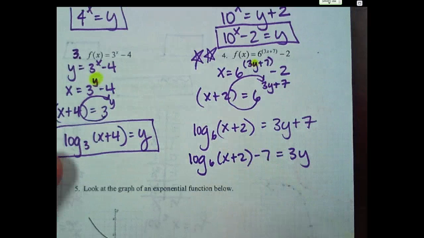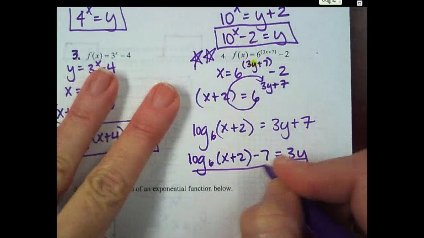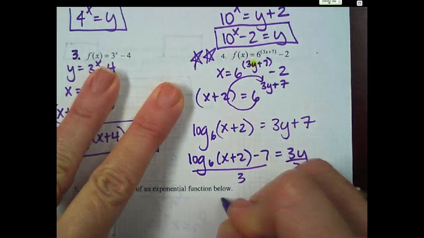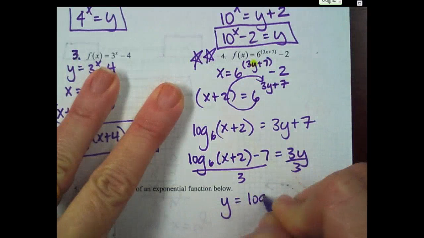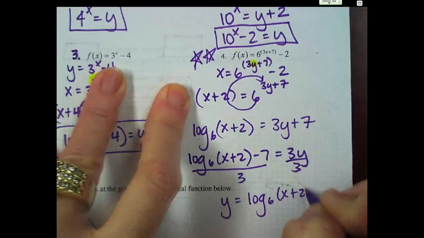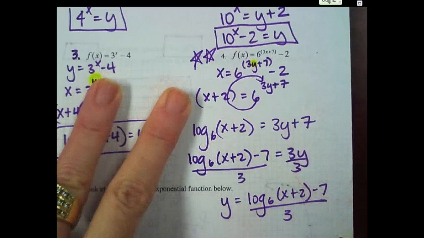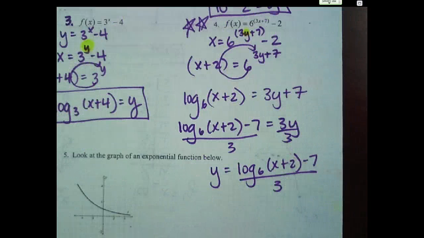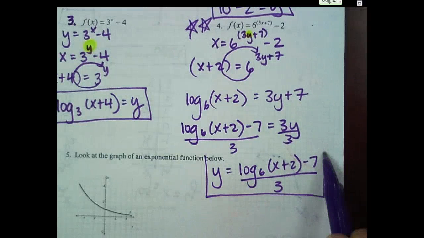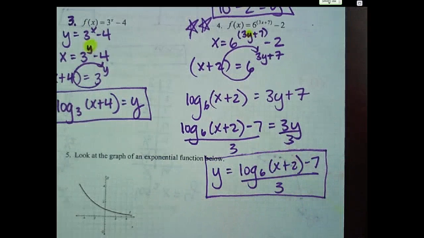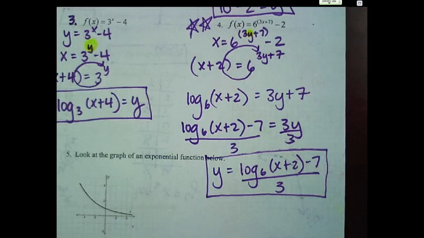Now we're going to divide everything by 3. So your final answer is y equals log base 6, x plus 2, minus 7, all of it divided by 3. Nice and messy. Good thing the next problem is really easy. Last problem.